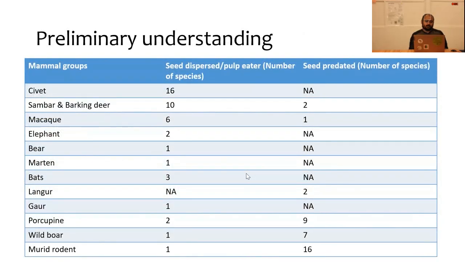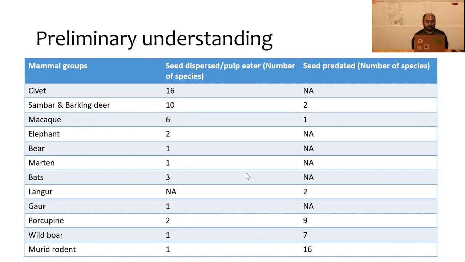So the preliminary understanding, while there are lots of these mammals in a forest, is that civets dispersed the most number of species, which is 16. And the murid rodents destroyed the most number of seeds, while porcupines and other borers also destroy lots of seeds. Now, why do you want to know that seed predation is important? Through their studies, people have seen that seed predators generally determine the distribution of adult plants in a landscape, and they also help in increasing plant diversity and coexistence. So they are as important as seed dispersal.